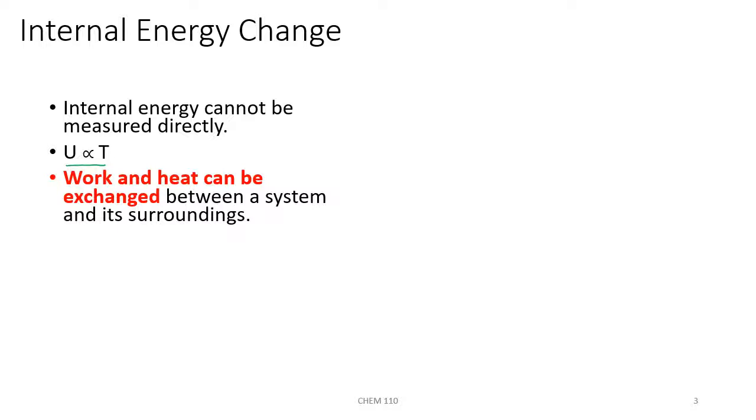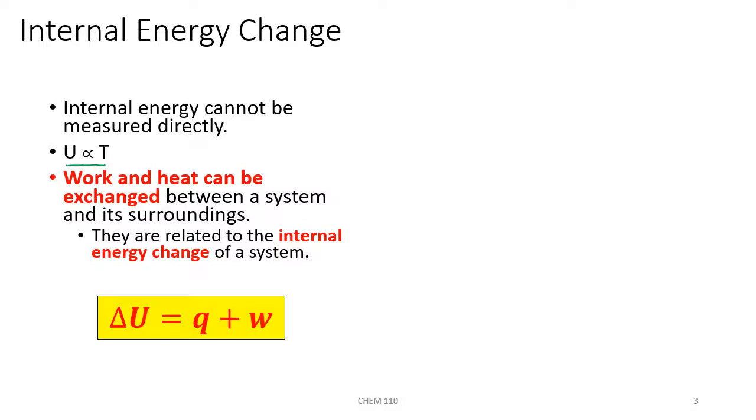Energy can be stored in the form of work or heat, and we can exchange heat and work between a system and its surroundings. Both of those will be related to the internal energy change of a system. Therefore, delta U, or internal energy change, is equal to the sum of the heat changes plus the work changes of our system.